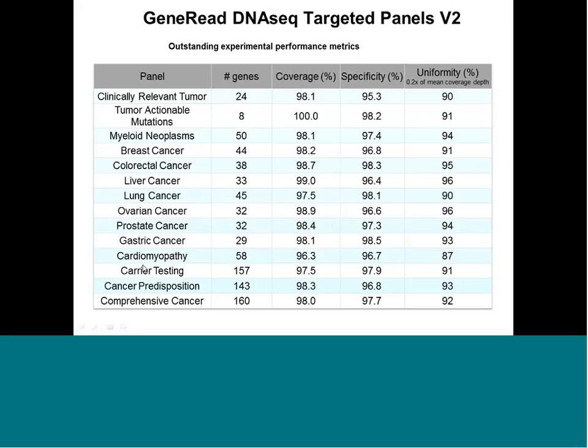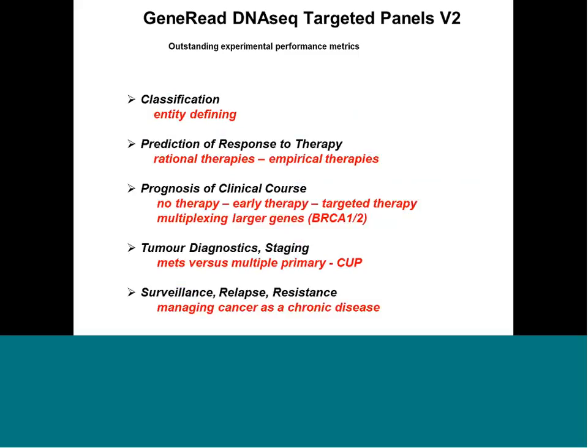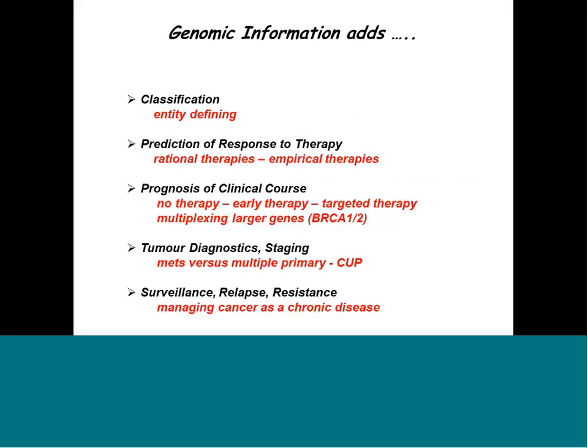And we have tested many of those, and indeed they have very high coverage with very high specificity, so you get really the sequence information on the exons and the genes that you have selected in your panel. So to summarize this, I think pathology is currently really changing by integrating genomic information into histopathological tumor diagnostics.